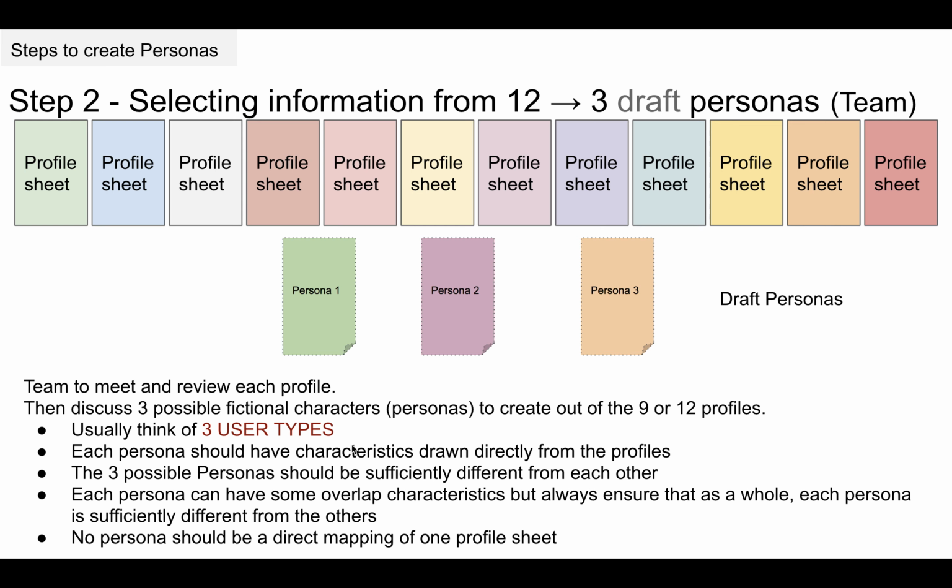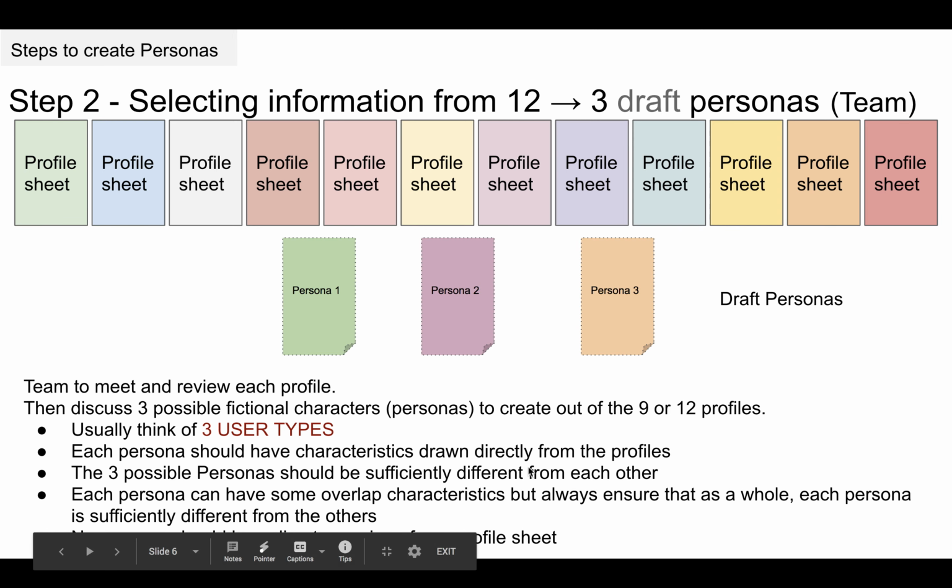So each persona should have characteristics drawn directly from the profile. The names don't need to be drawn from here. You can create a fictional name, and you can just download a fictional picture of somebody. But where they live, their occupation, their preferences and stuff like that should be drawn from here. Okay, their feelings about certain things should be drawn from here. So all this should have information that is drawn from this profile shades.